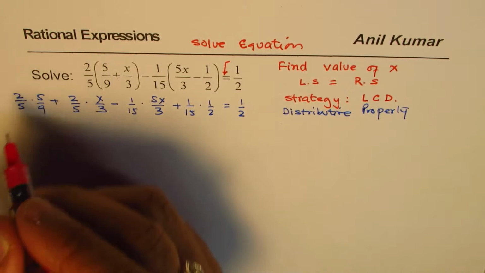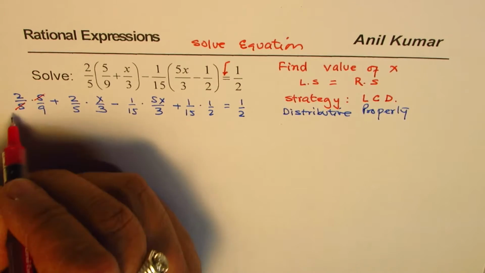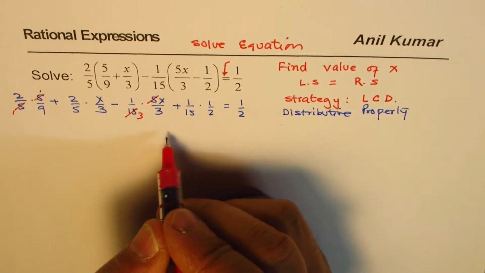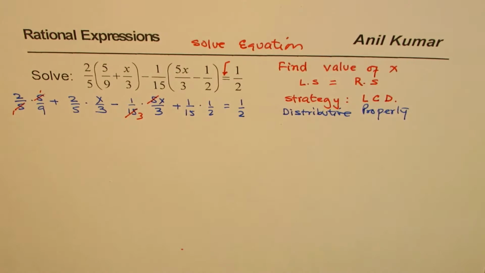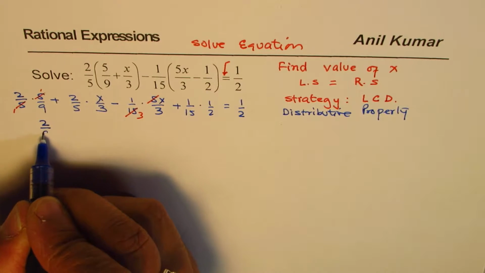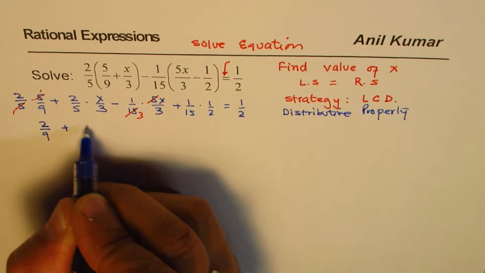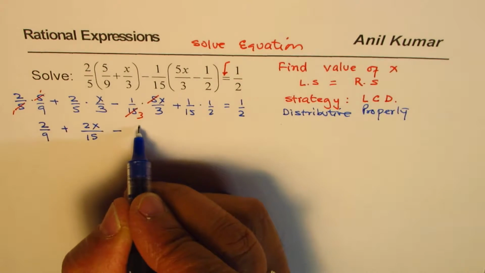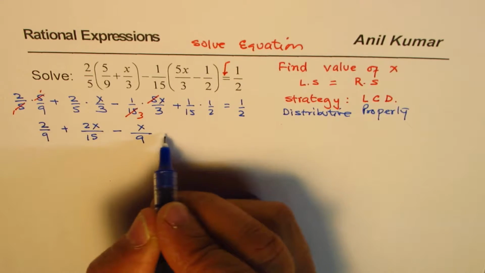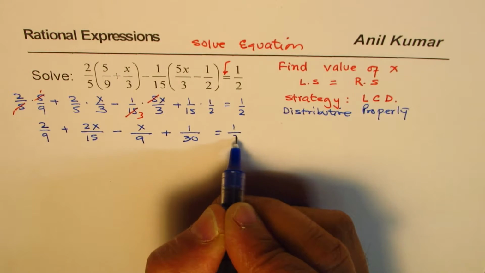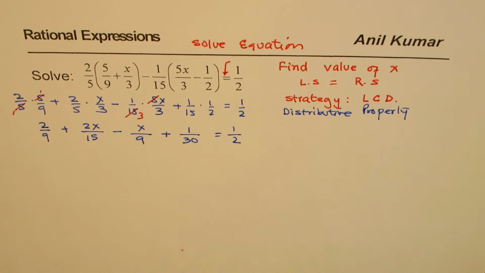Now to simplify this, we can first cancel out things which are common. In this case nothing gets cancelled, but this can be simplified, and here it's okay. So we could write this equation as 2 over 9, right? So we have 2 over 9, 2 times x, it is 2x, 5 times 3 is 15, minus x here, 3 times 3 is 9, and then we have plus 1 over 30 equals to half, correct? I hope this step is absolutely clear. We just simplified this expression.